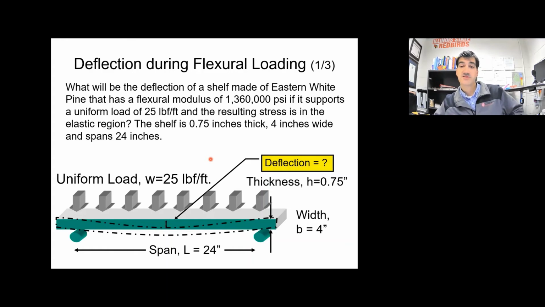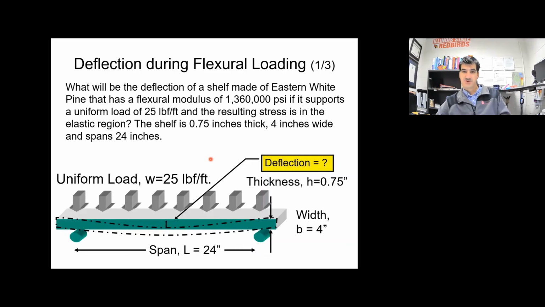So the first thing we're going to have to do is look up the equation for the deflection of a simply supported beam with a uniform load. One of the things we're going to see in that equation is that we need to find I, the moment of inertia. So that's probably the first thing we should do: calculate I, and then we can plug that I value into the equation for the deflection.